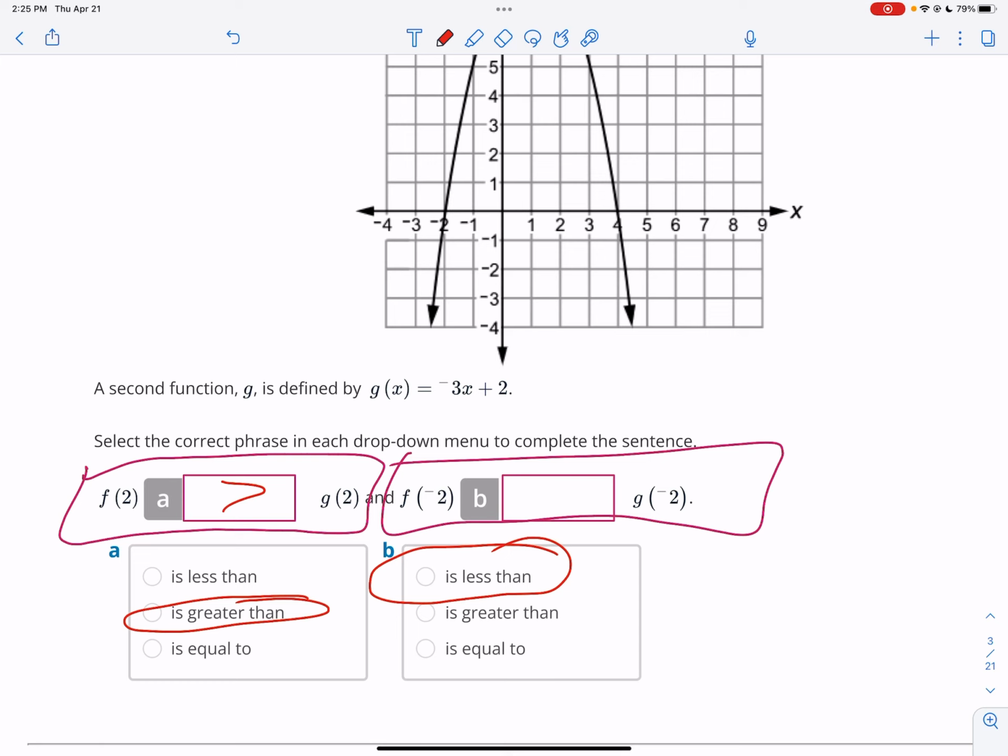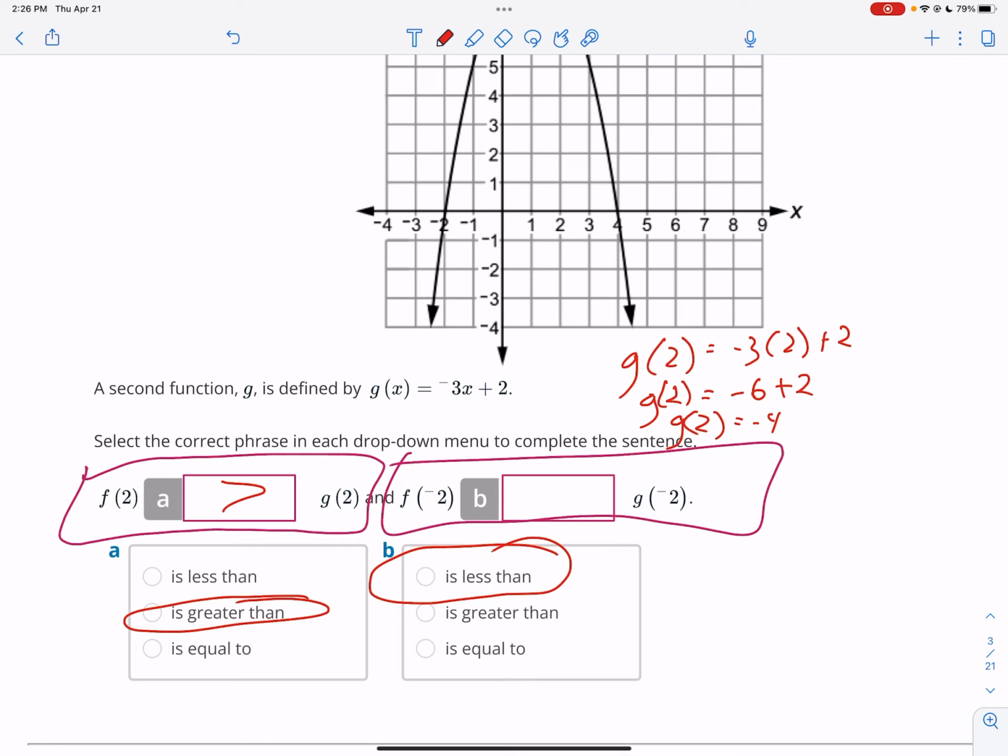But let's try a different way. Let's just plug in the numbers right here and see if that's true. So g of 2, let's do the first one first. G of 2 is equal to negative 3 times 2 plus 2. So g of 2 is equal to negative 3 times 2, which is negative 6, plus 2.